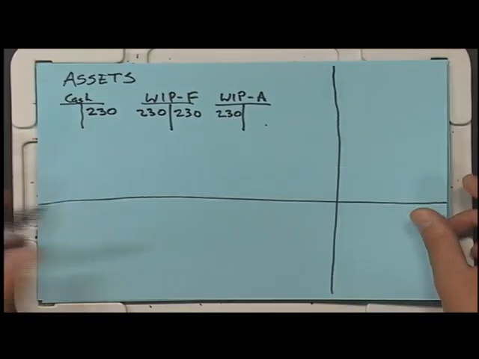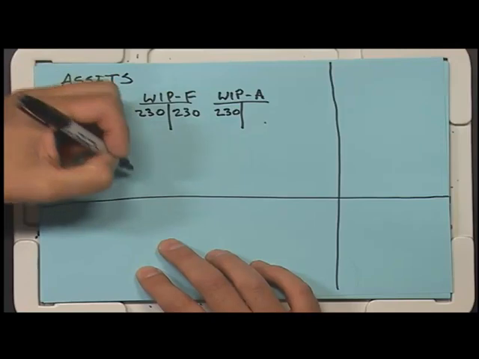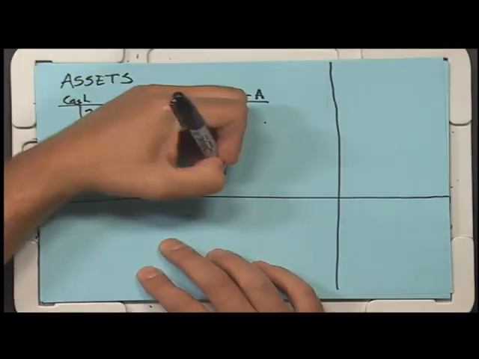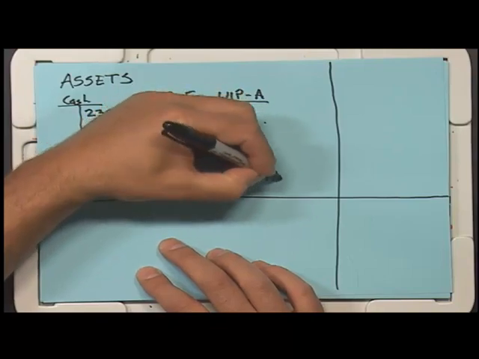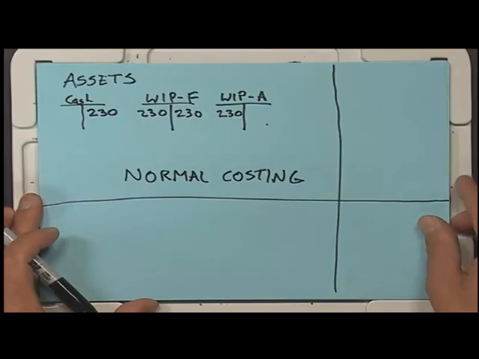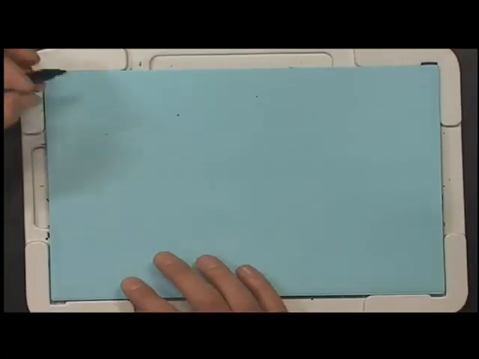So let's consider, and here, by the way, I will label this normal costing, because that is what this method is. Normal costing measures inputs at their actual prices and quantities. Let's consider a version of standard costing instead.